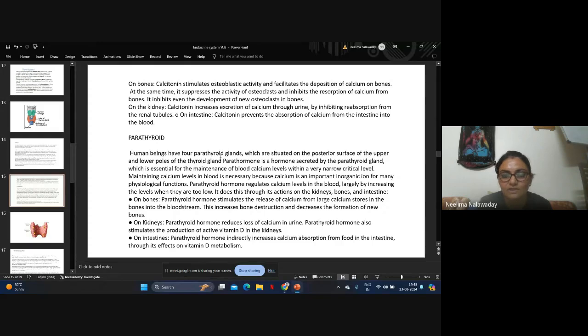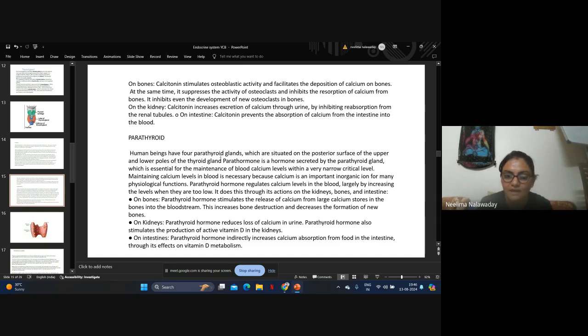So calcitonin makes bones absorb calcium from blood, and parathormone is responsible for the release of calcium from bone to the bloodstream. So on bones, parathyroid hormone stimulates the release of calcium from large calcium stores in the bones into the bloodstream. So, opposite action to calcitonin. This increases bone destruction and decreases the formation of new bones.